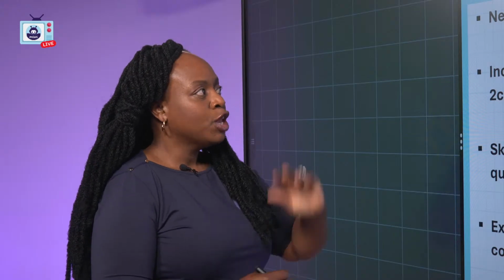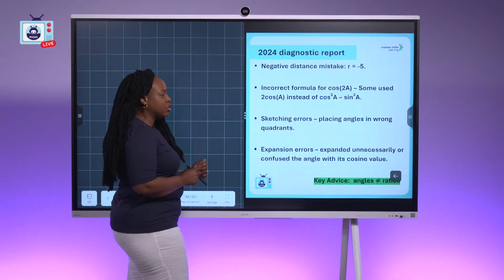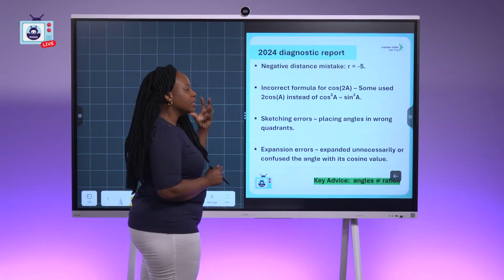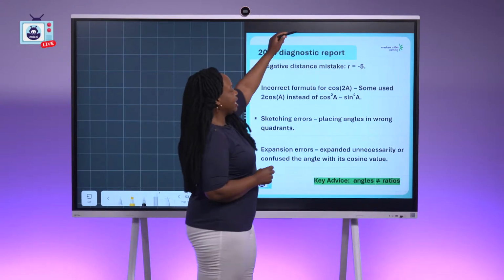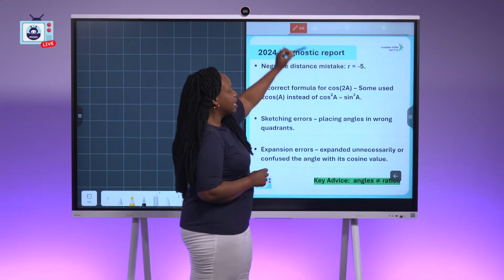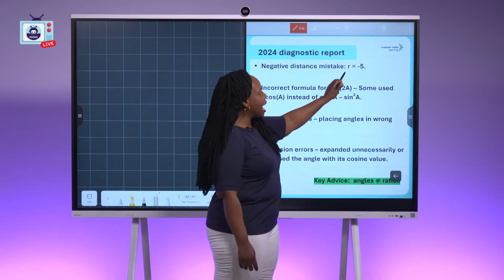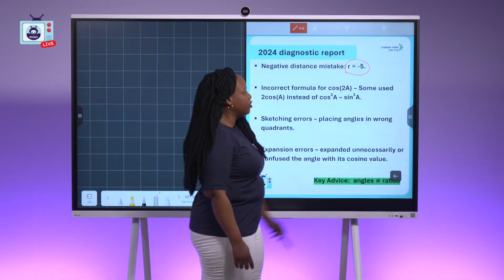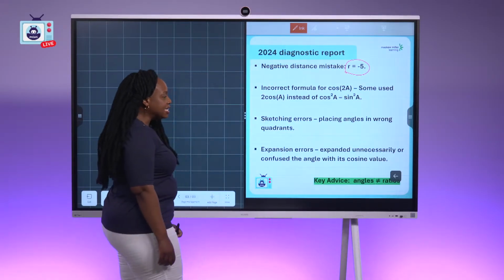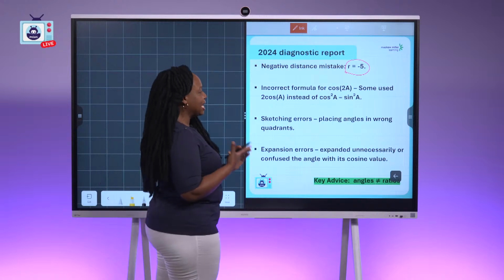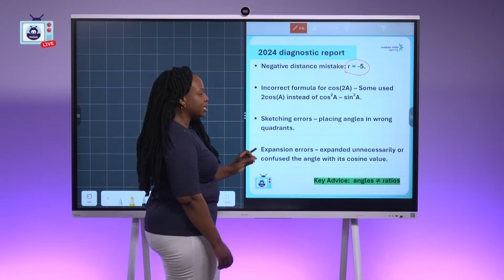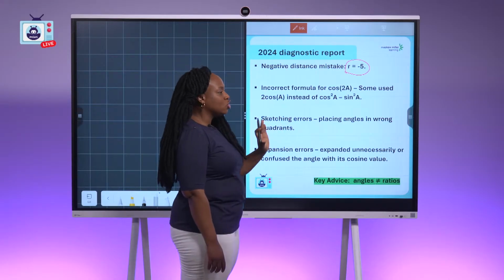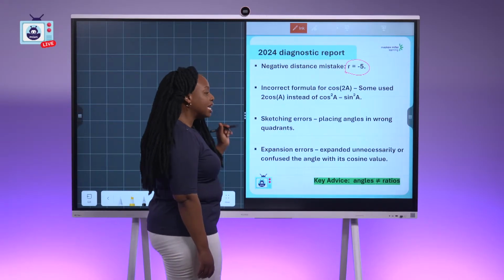So let's see, from the 2024 diagnostic report, we have extracted some common mistakes that were made. One of them is when learners write a distance, which is the radius or r, when you are dealing with trigonometry, as a negative answer. So remember, a distance can never be negative, it has to be positive. So the correct answer will therefore be r equals just 5 without a negative.